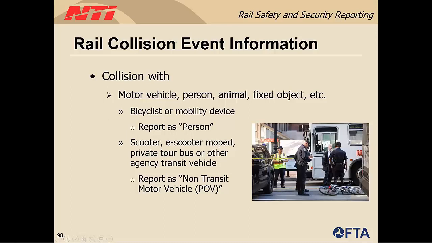The collision with is the next question. If you're colliding with a bicyclist or a person in a wheelchair or a person on one of the lift items, things like that, then you're going to choose a collision with a person. Scooters, mopeds, motorcycles, school buses, dump trucks, things like this are all reported as a collision with a non-transit motor vehicle.